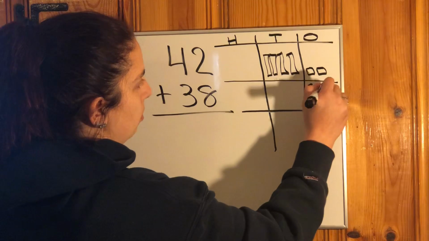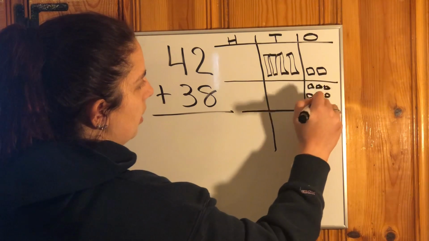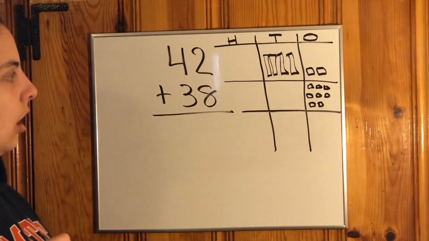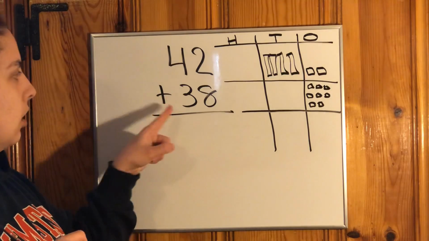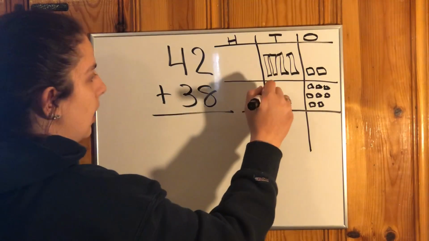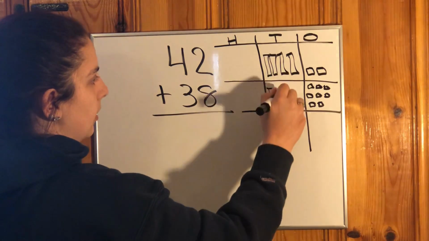1, 2, 3, 4, 5, 6, 7, 8. Okay, move over to the tens. How many tens are in the 38? 3. So we're drawing 3 rectangles. Our tens rods.